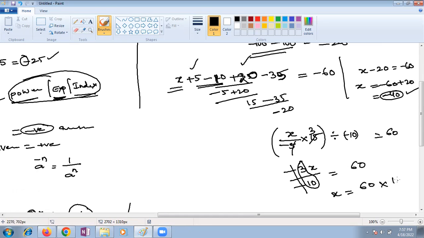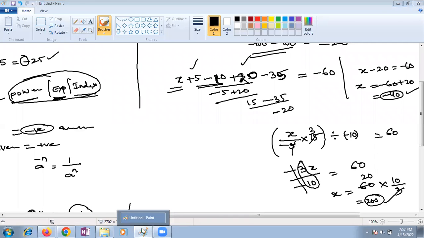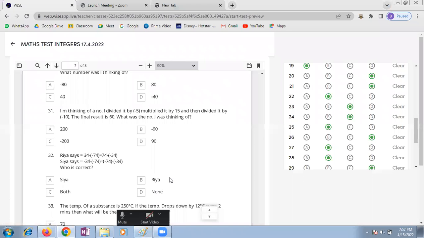Yes, ma'am. Reciprocal means 10 by 3. Ma'am, 600 divided by minus 600 by minus 10 is this thing. So what number are you thinking, Javali? Ma'am, I kept it as 200. 200. Very good. 200 is the correct answer.